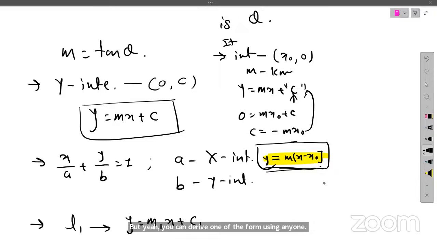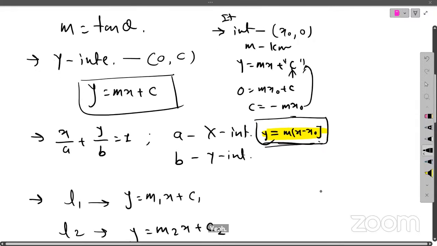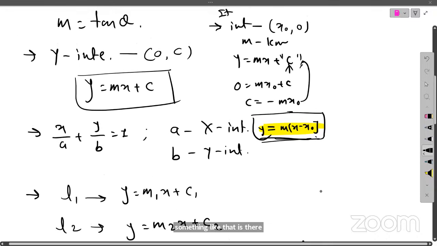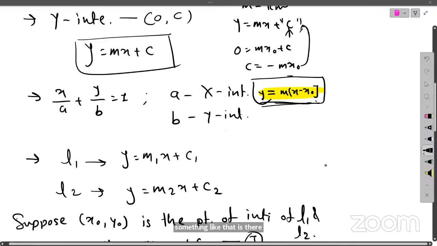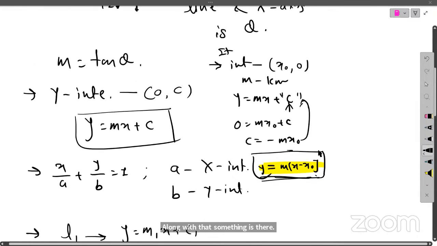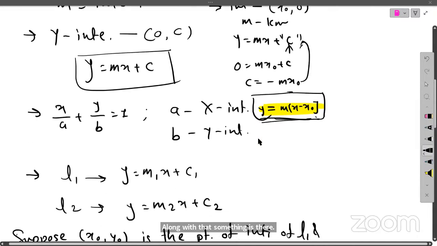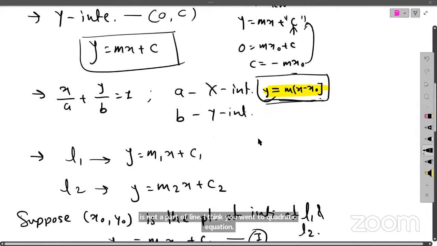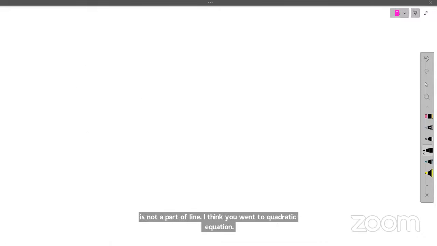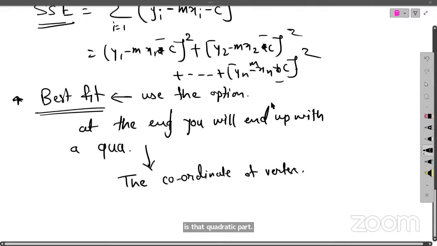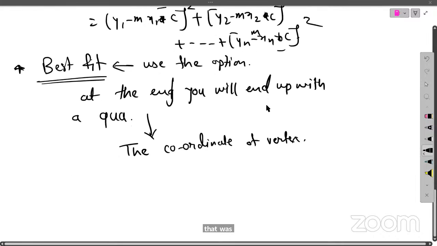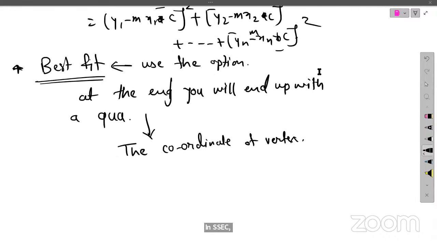Yeah, there is some formula with the determinant. Determinant is not a part of the line. I think you went to the quadratic equation part. Was that used in SSC? Not in SSC. I am talking about a straight line. Okay, there is a mix-up. Okay, sorry, fine.